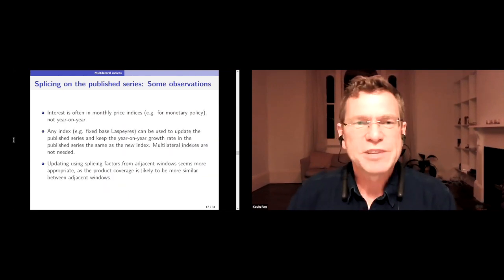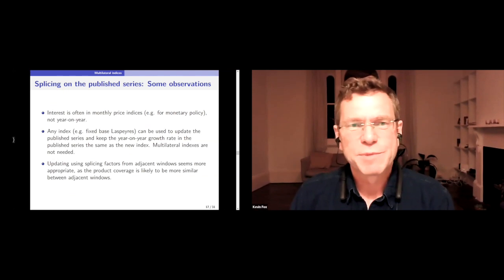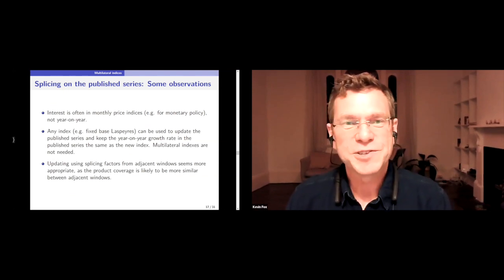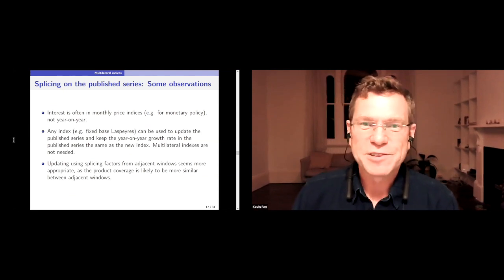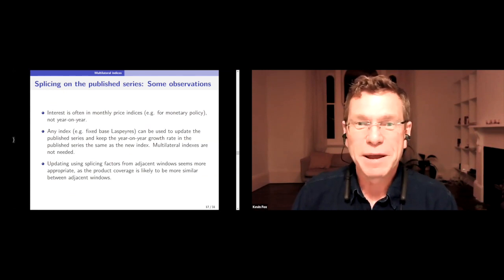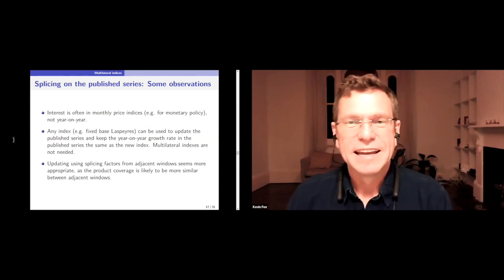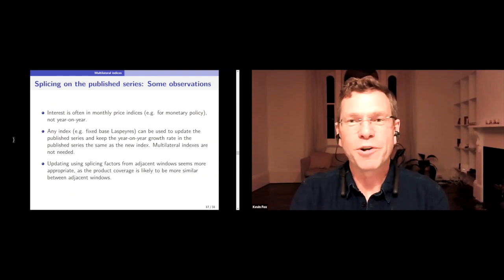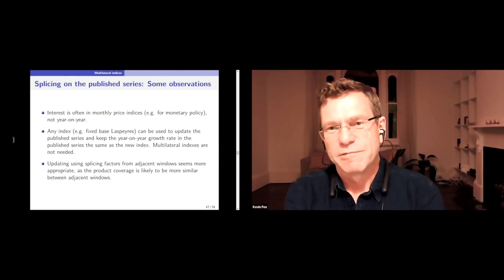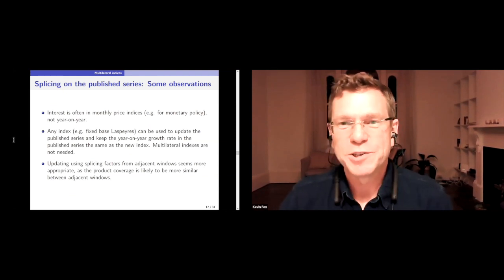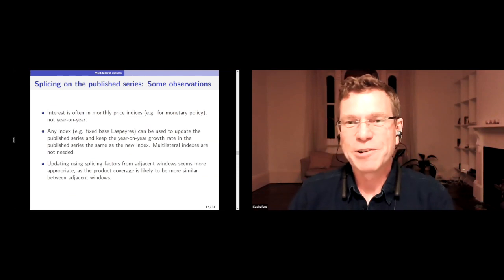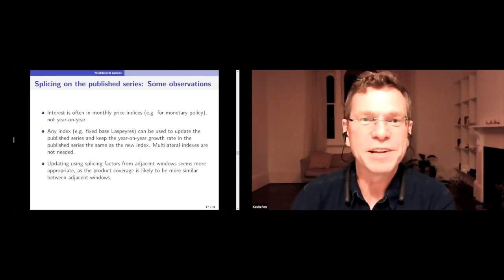So just some observations on this. It seems to prioritize year-on-year changes, but often interest is in monthly indexes, so month-on-month changes, for example, for monetary policy. So a central bank may not be too interested in claims that we get year-on-year right, but in between we don't really know.